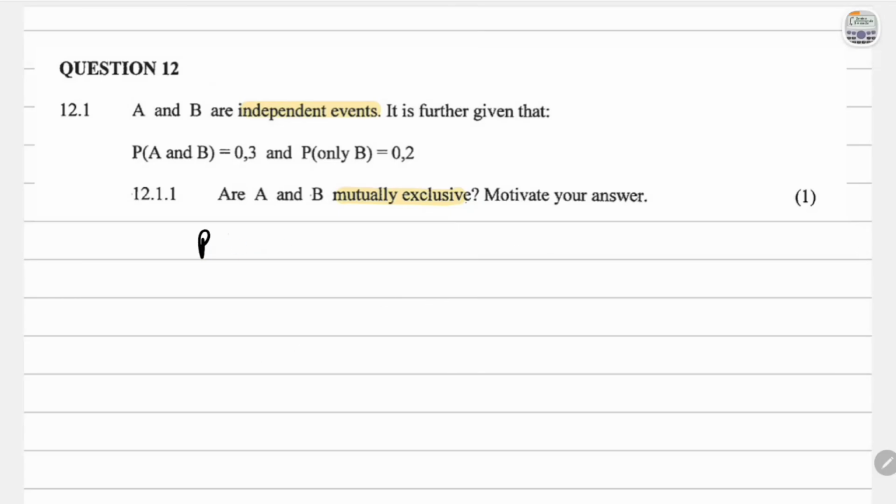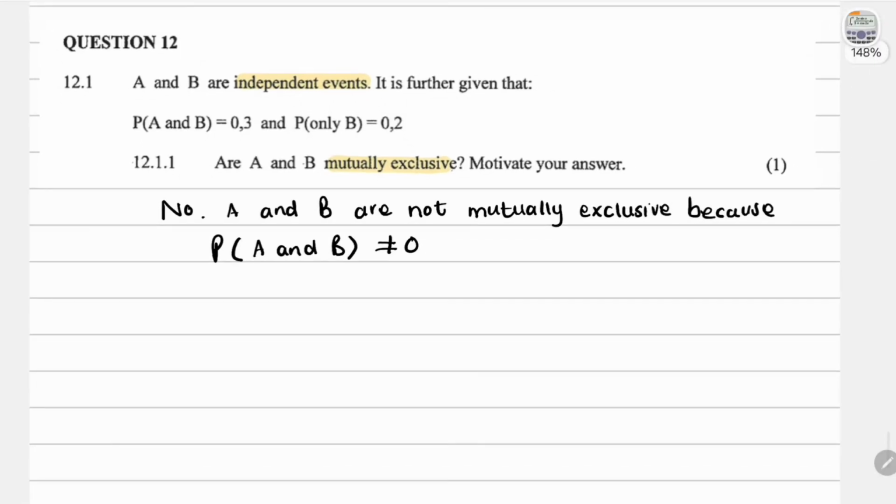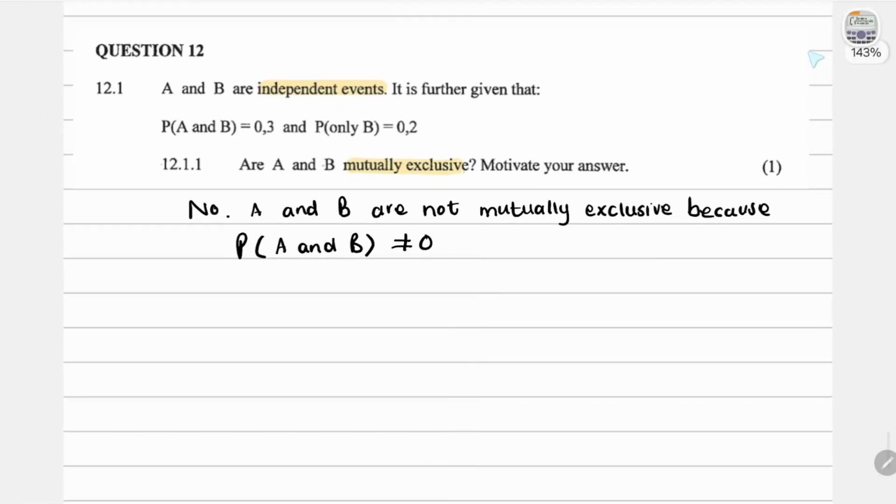And so because of that, this is actually not mutually exclusive. They have an intersection. So we can tell them that the probability of A and B, as we can clearly see, is not equal to 0. Therefore, the events are not mutually exclusive. But really this would be the reason. So A and B are not mutually exclusive because probability of A and B is not equal to 0. So we can say no, A and B are not mutually exclusive because the probability of A and B is not equal to 0. And that is our answer.